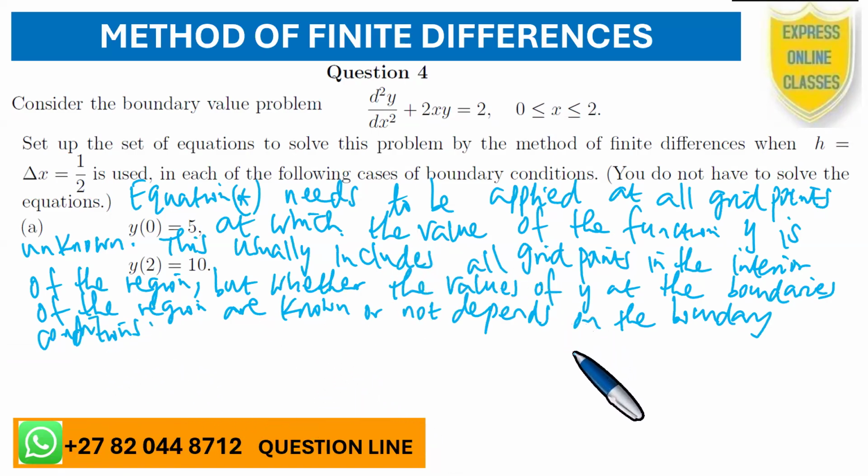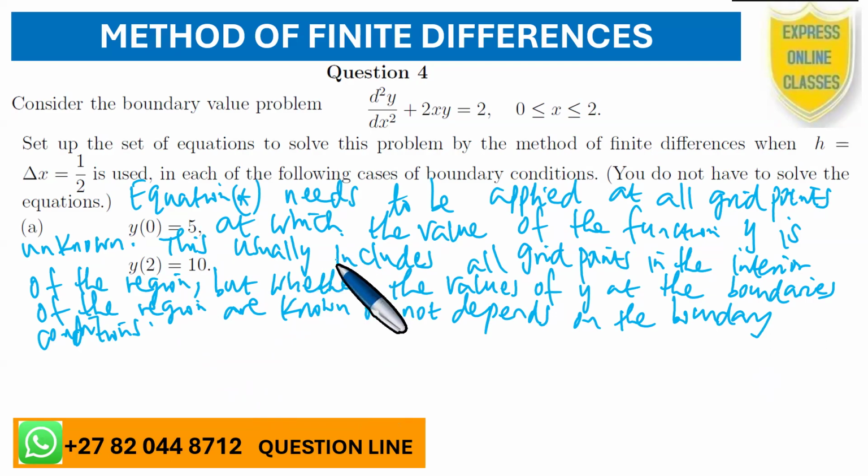Okay, equation star, the one we've labeled, which is our difference equation, needs to be applied at all grid points. We've written the x values at which the value of the function y is unknown. Like, the value of the function y is known at 0: y at 0 is 5. But it's also known at 2: y at 2 is 10. Now, we are then saying the equation star needs to be applied at all grid points at which the value of the function y is unknown.